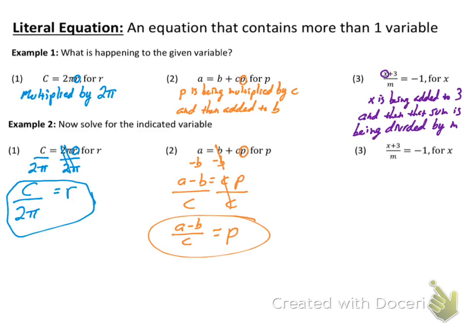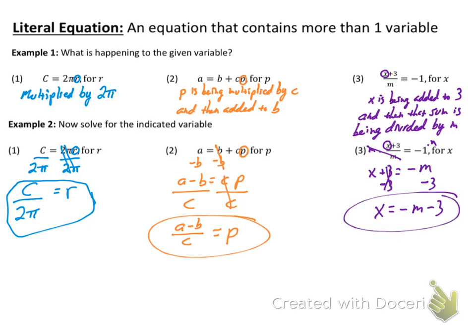So if I wanted to solve for x, so circle your x because that's what you're trying to solve for. So if I were to solve this equation, I would want to get the top by itself. So I need to multiply both sides by m. And when I do that, x plus 3 equals, well, what's negative 1 times m? That's negative m. And then to get the x totally by itself, I need to subtract 3 from both sides. So x is going to equal negative m minus 3.